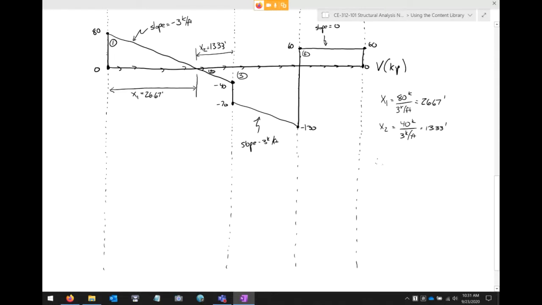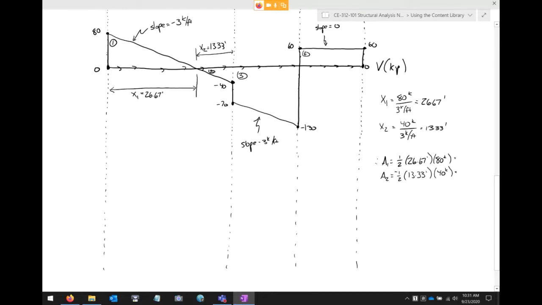All right. So how do we compute the area of that first region? Well, it's a triangle, right? So it's 1/2 times the base, 26.67, times the height. What about area 2? 1/2, and that's negative, 1/2 times 13.33 feet times the height.